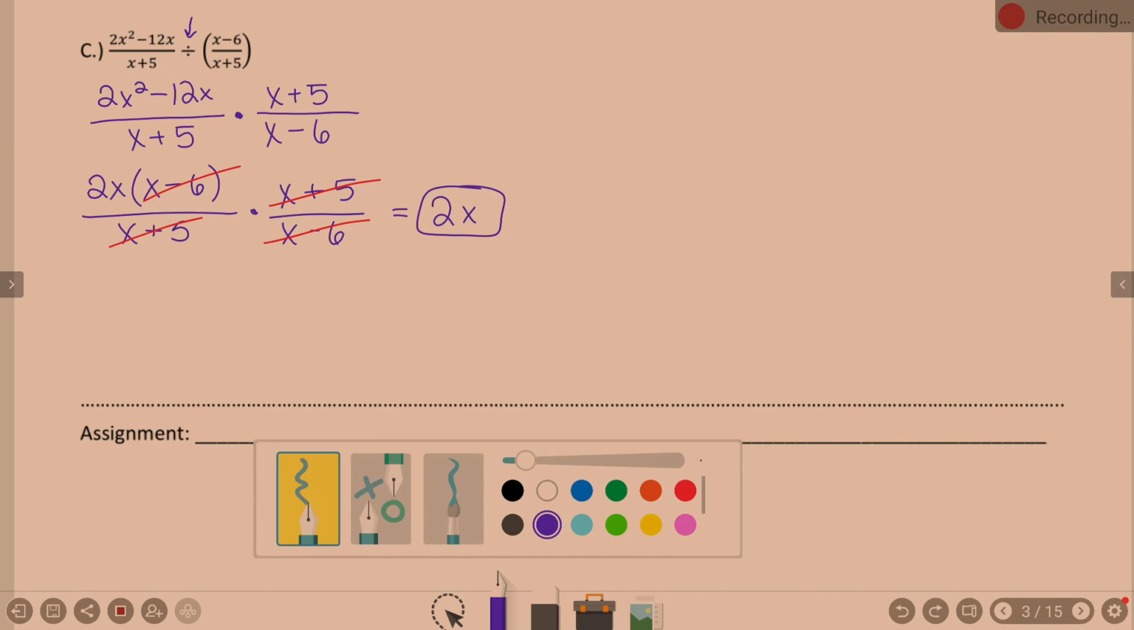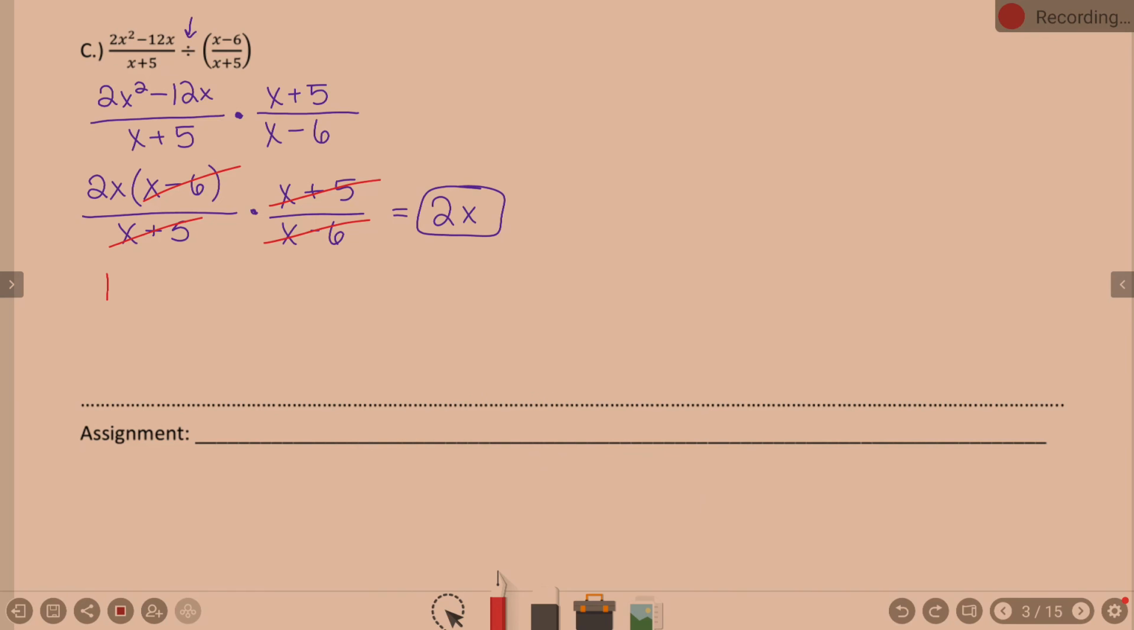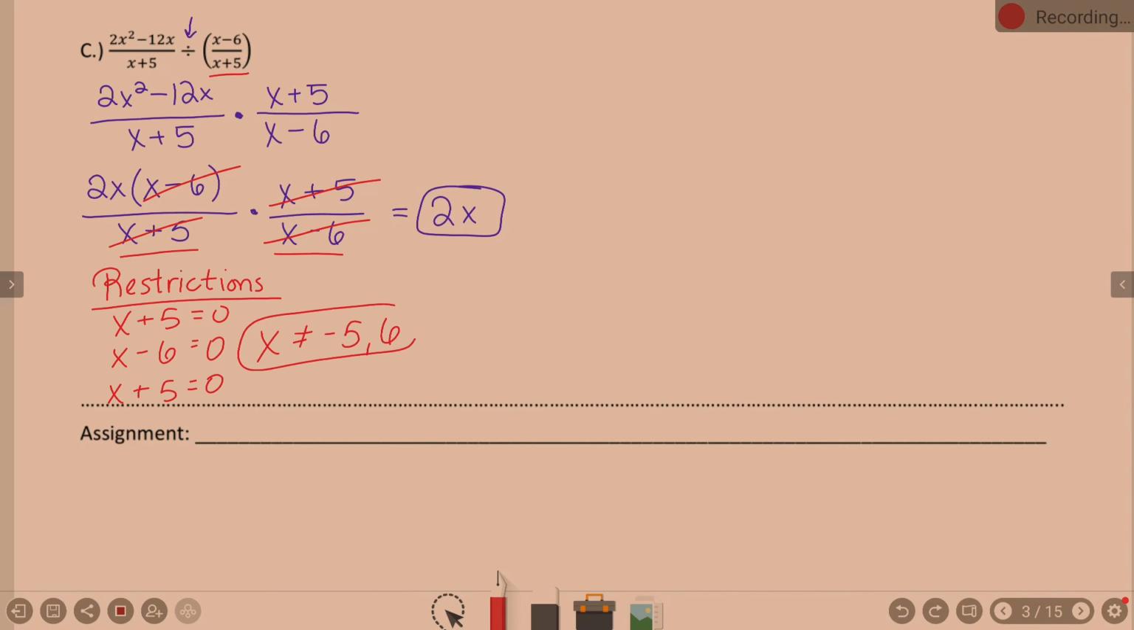And then if I talk about restrictions on the variables, anything that ever was or is a denominator. x plus 5 equal to 0. x minus 6 equal to 0. And if you look back up to the original, there was another x plus 5 equals 0. So we end up with x cannot equal negative 5 or 6.